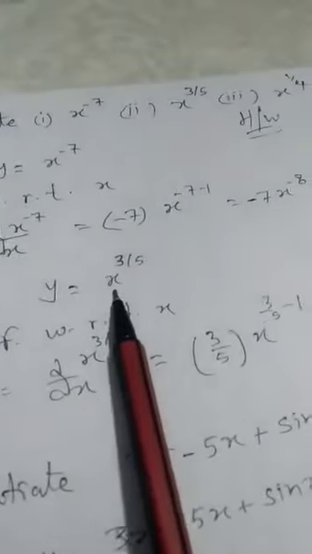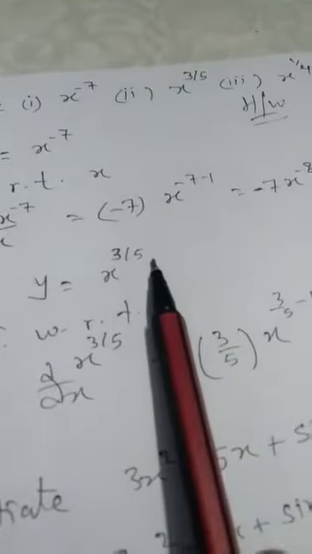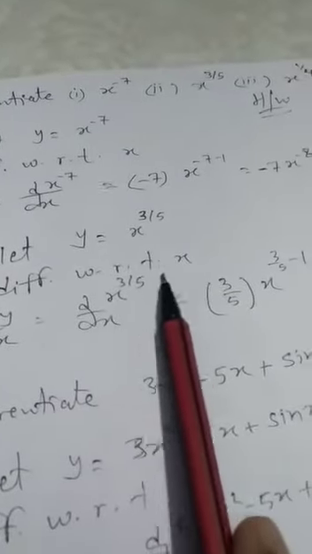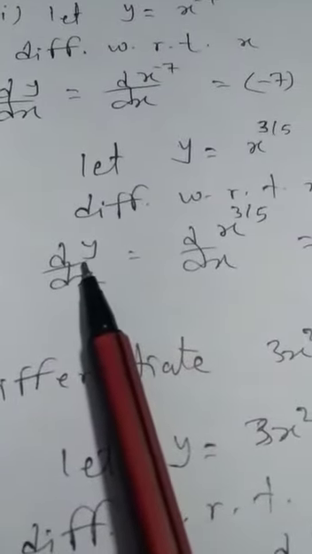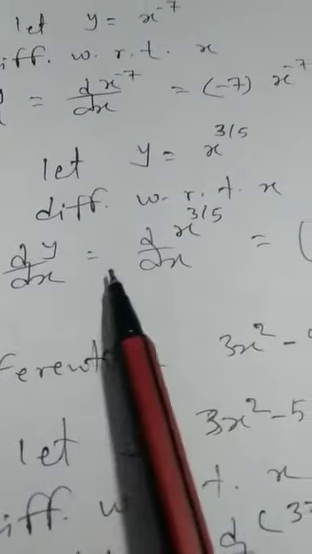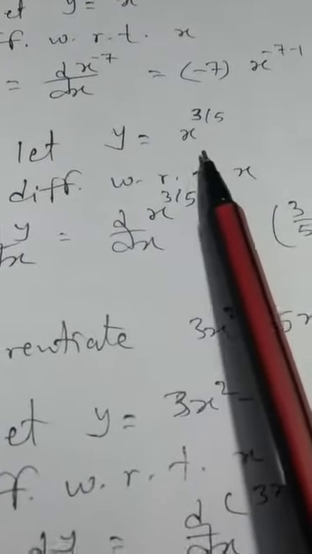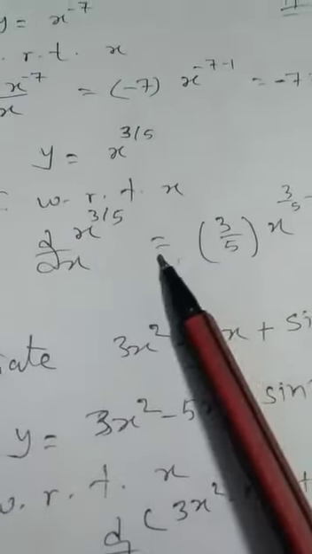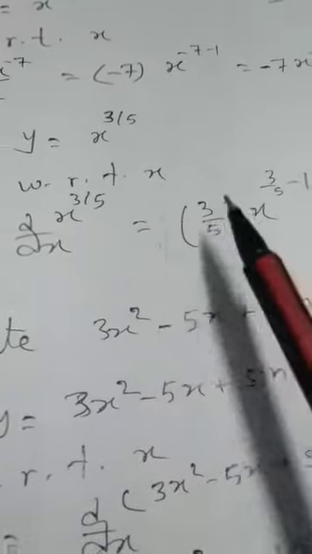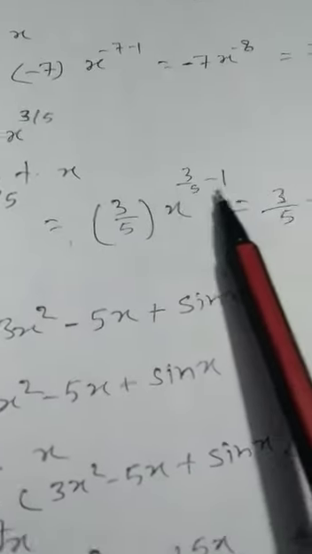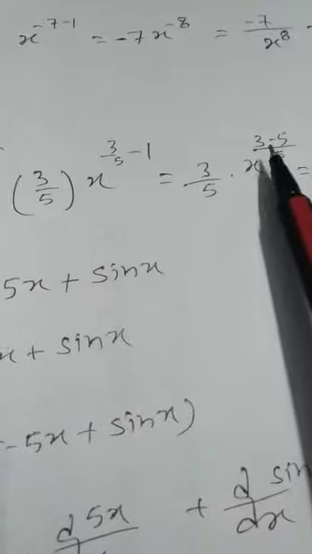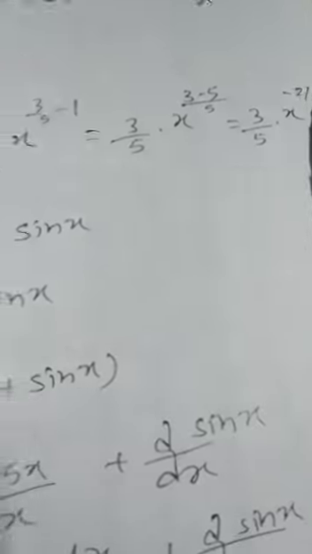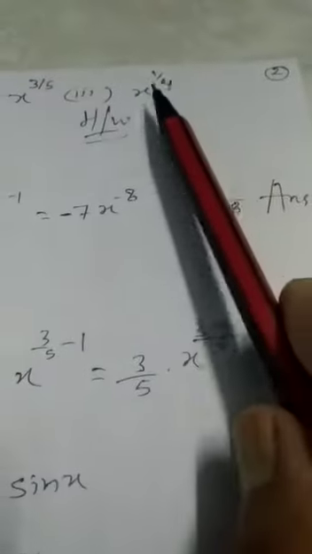When we want to solve the second question, here x to the power is 3 by 5. So we take it as y and write its differentiation with respect to x. Then dy by dx means differentiation of x to the power 3 by 5 with respect to x. Now apply the first formula again. Here power n is 3 by 5, x to the power n minus 1. So the answer is 3 by 5 into x to the power, solve by LCM, it becomes x to the power minus 2 by 5. This is your answer. You take the third question as homework.